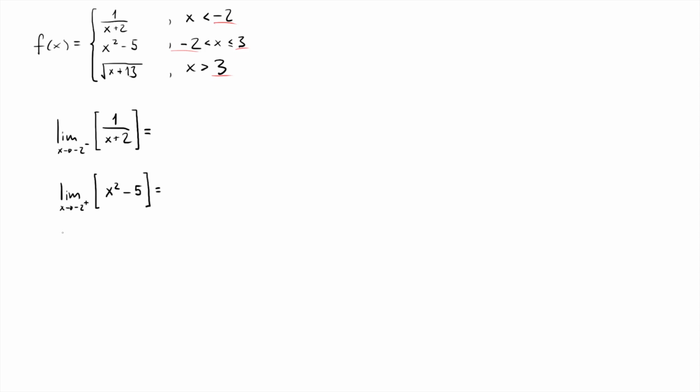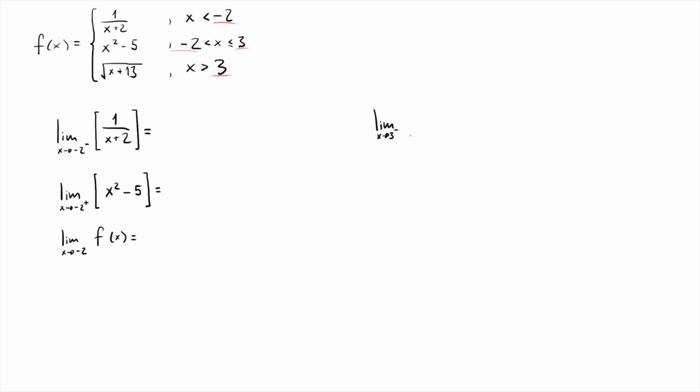And finally, if we can find those two limits, well, we can find the general limit as x approaches negative 2 of just our general function f of x. Okay, and we can also write our other limits that we're going to probably try and find, which is going to be the limit as x approaches positive 3 from the left.